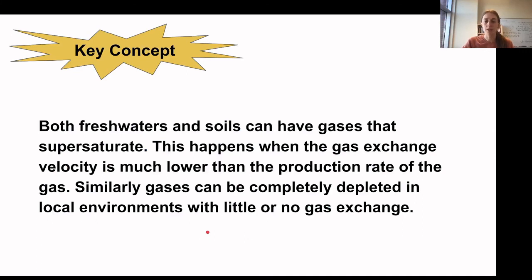So both freshwaters and soils have gases that can supersaturate. We can end up with really high CO2 concentrations in our soils, and this happens when the gas exchange velocity is much slower than the production rate of that gas. That's true for both aquatic and terrestrial environments. Similarly, gases can be completely depleted in local environments with little or no gas exchange. If we have a wetland environment that can't exchange gas with the atmosphere, we can become anoxic, where all oxygen can be consumed. Same with any microsite within a soil environment. If that microsite is not exchanging with the atmosphere, you can consume all your oxygen.